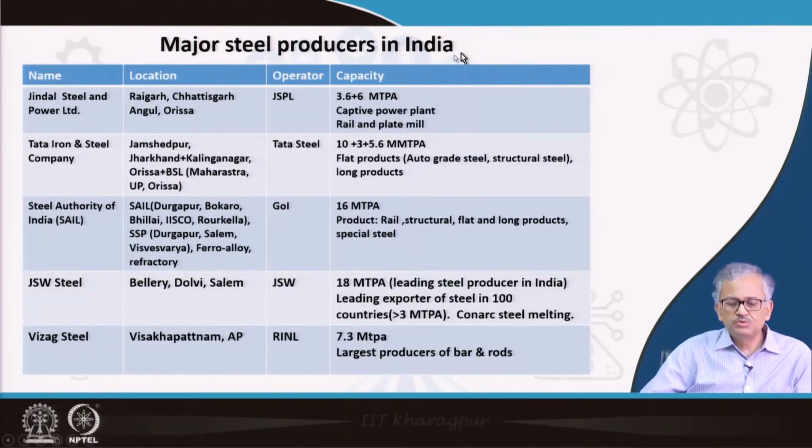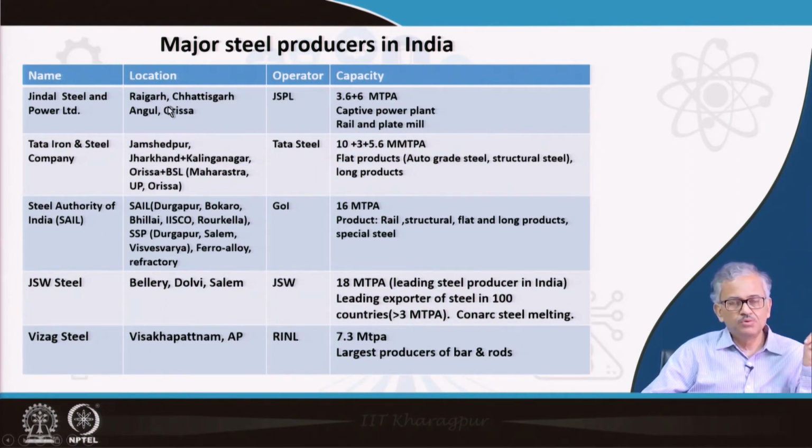Some of the major steel producers in India are Jindal Steel and Power Limited, JSPL, and it has two plants. One is Raigarh, Chhattisgarh, another is Angul in Odisha, and their capacity is around 3.6 million tons per annum in Raigarh, Chhattisgarh, and 6 million tons in Angul, Odisha. They have a captive power plant to utilize the off gas from the DRI units, and they have major products like rail and plate mills, etc.